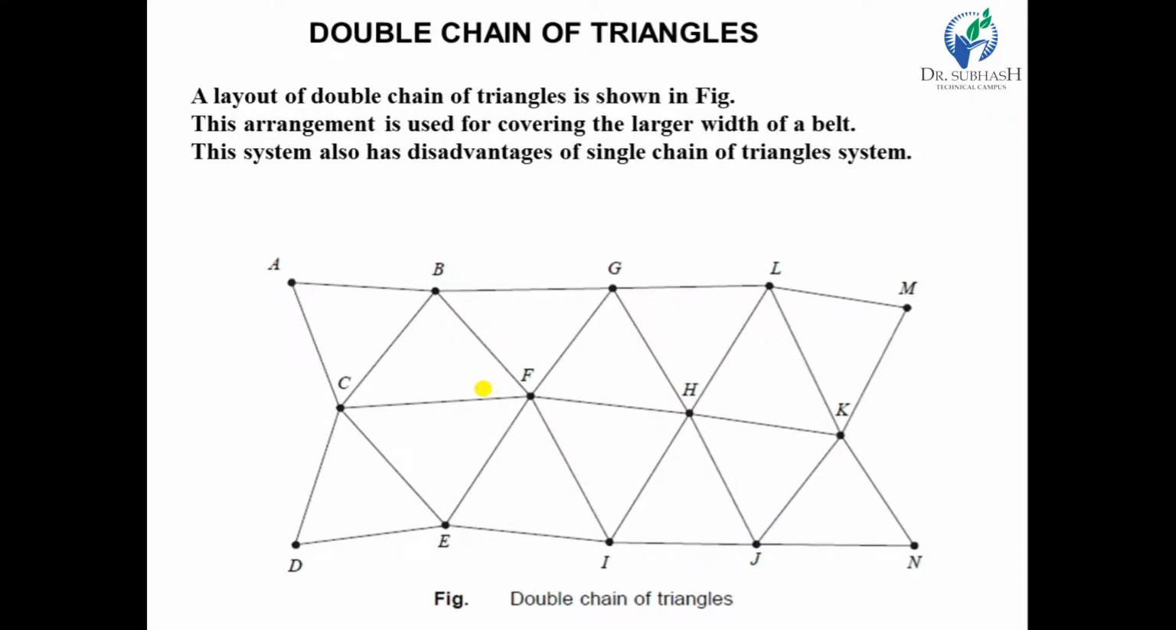Now the layout of a double chain of triangles is shown in the figure. This arrangement is used for covering a large width of belt. This system also has the disadvantages of the single chain of triangles system. That is, the double chain of triangles should consist of two baselines.